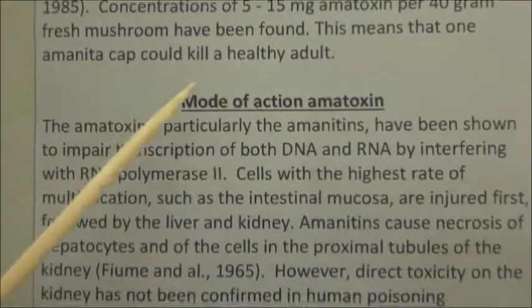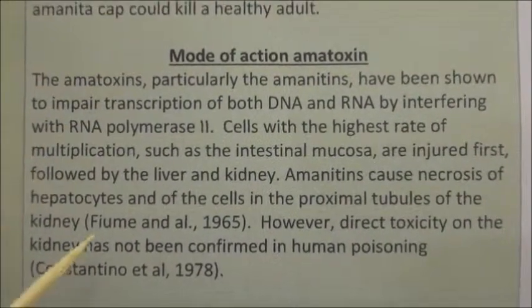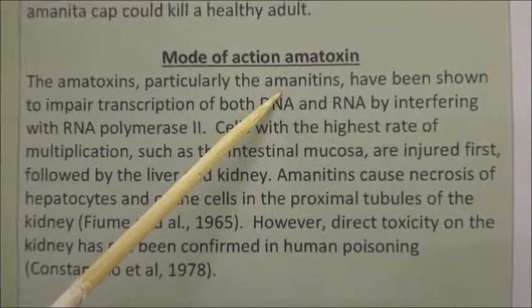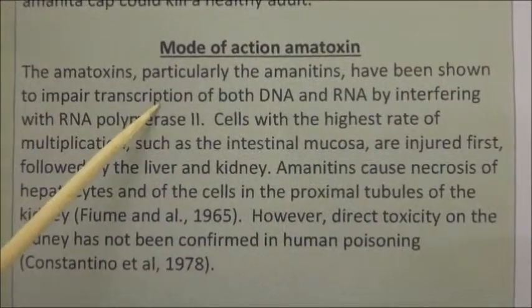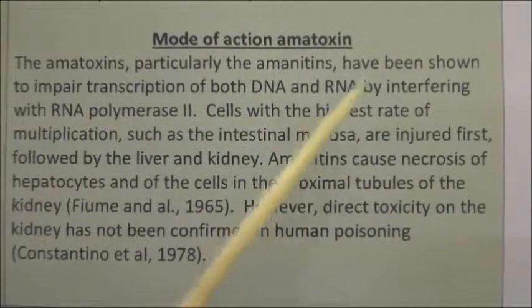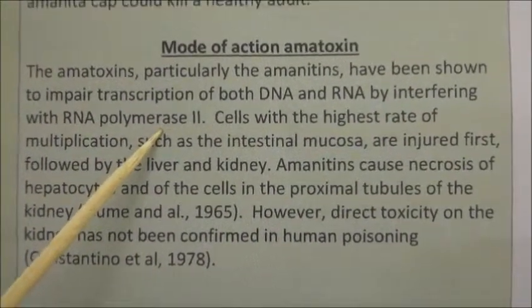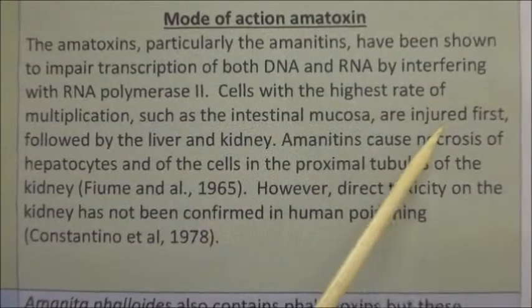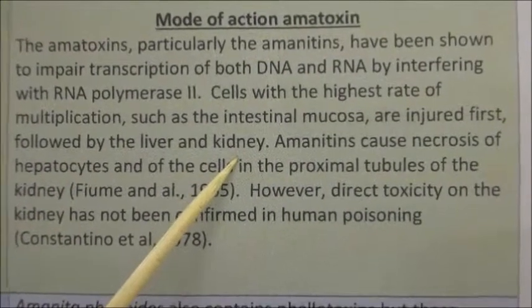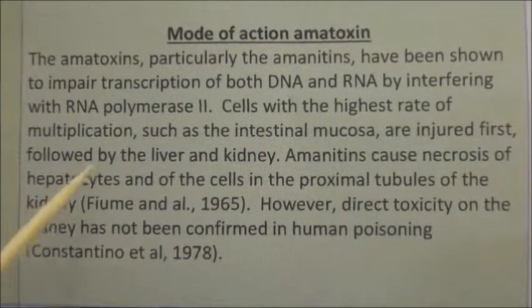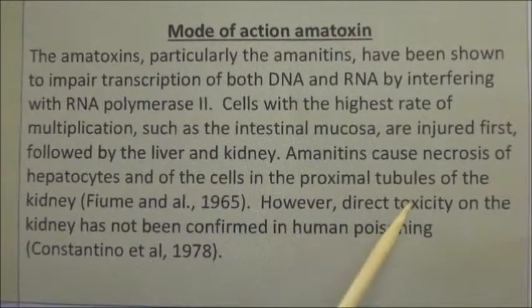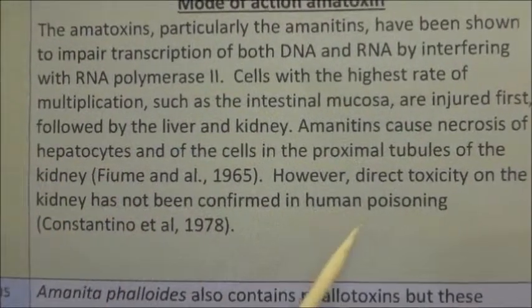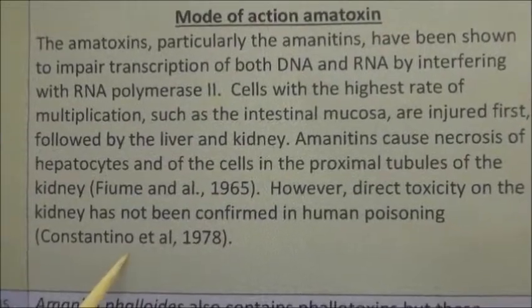The last one is the mode of action, or MOA, of amatoxin. Based on a study by Fiume, the amatoxins, particularly the amanitins, the most prominent being alpha and beta amanitin, have been shown to impair transcription of both DNA and RNA by interfering with RNA polymerase II. Cells with the highest rate of multiplication, such as the intestinal mucosa, are injured first, followed by the liver and kidney. Amanitin causes necrosis of hepatocytes or liver cells and of the cells in the proximal tubule of the kidney. However, direct toxicity on the kidney has not been confirmed in human poisoning, according to the study of Constantino.